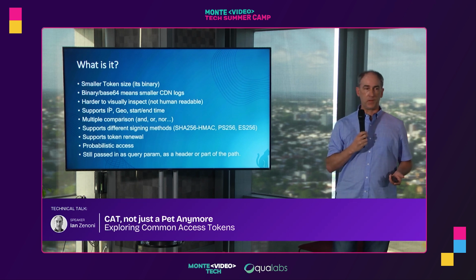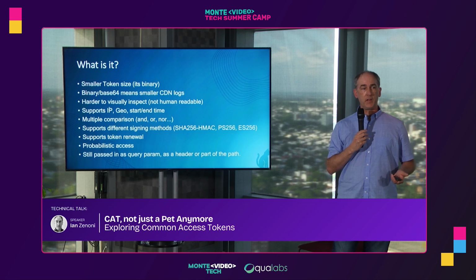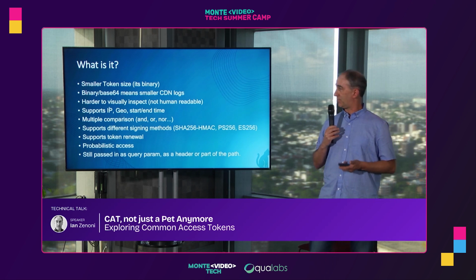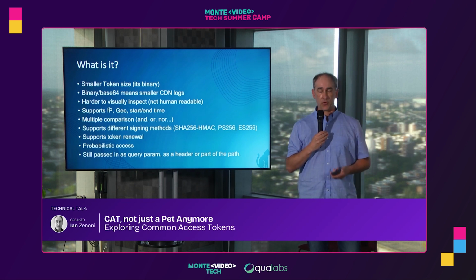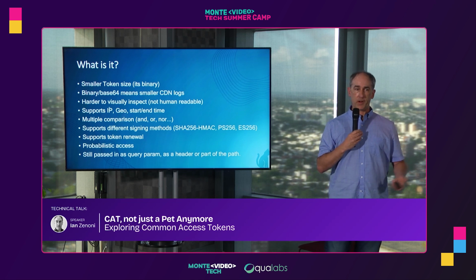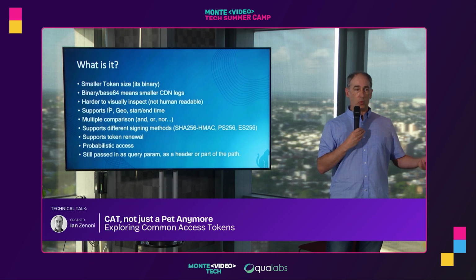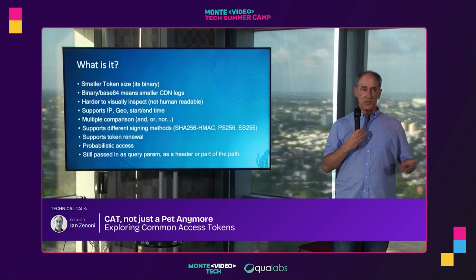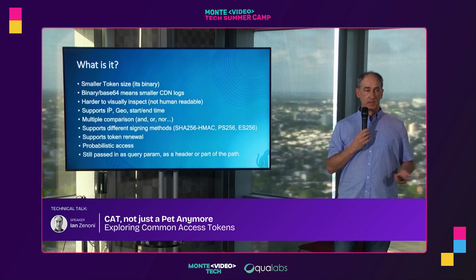So a little bit about what the CAT standard is. As I mentioned, it's smaller size, it's binary, base 64 encoded, and one of the reasons that the size really does matter is CDN logs, right? If these things show up in your CDN logs for every HTTP request from every player, for every rendition, for every segment, those will add up quickly. So they opted for the binary representation to decrease that size so that your CDN logs all of a sudden didn't become twice as big. And when you're talking about large events, that can be quite costly.